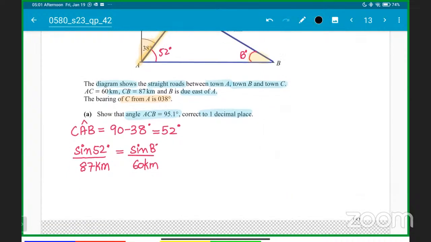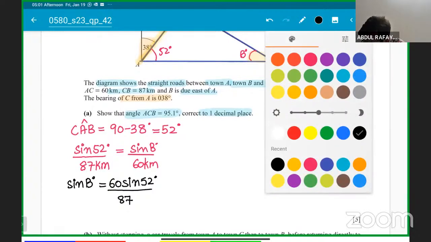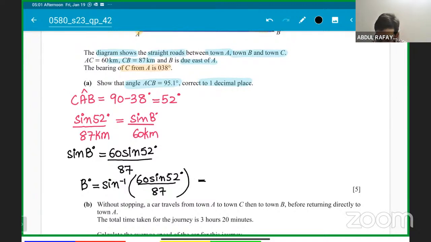Yes sir, here we go, we'll solve it. Sine B is equal to 60 sine 52 degrees divided by 87. So you'll have to find the angle B, sir. Angle B is the sine inverse of 60 sine 52 degrees divided by 87. That will give us the angle. Make sure to do it one time only. Sine inverse of 60 sine 52 divided by 87, and I got that as 32.9 degrees, to one decimal place.